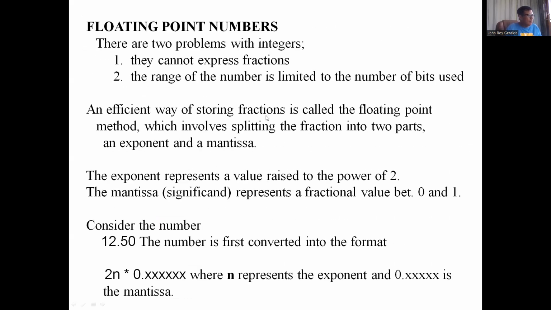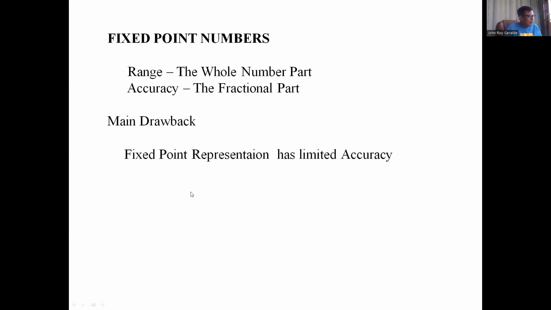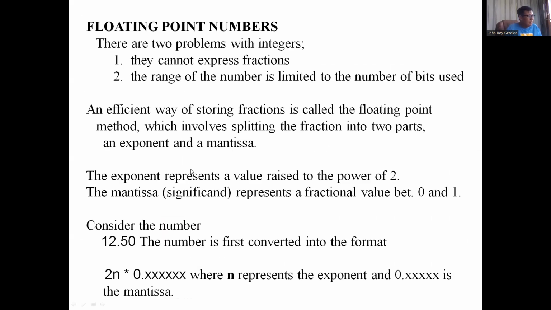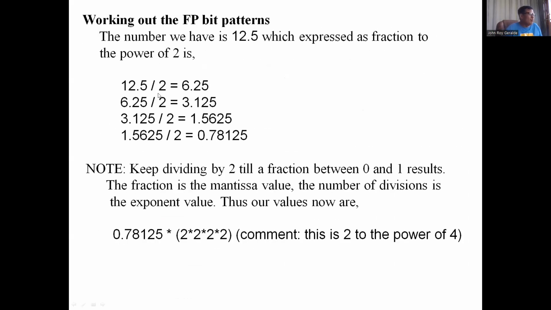So this is 12.5, 26.5 and 2.75, no? Let's have an example for converting 12.5 into floating point. Now, the disadvantage and advantage with fixed point is limited accuracy. Why? Because it cannot represent very small numbers.